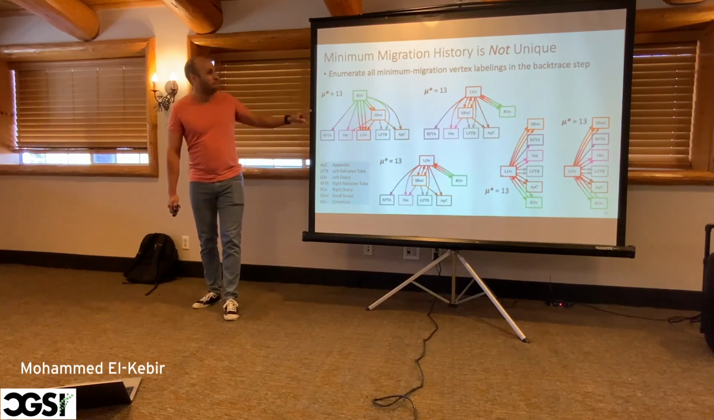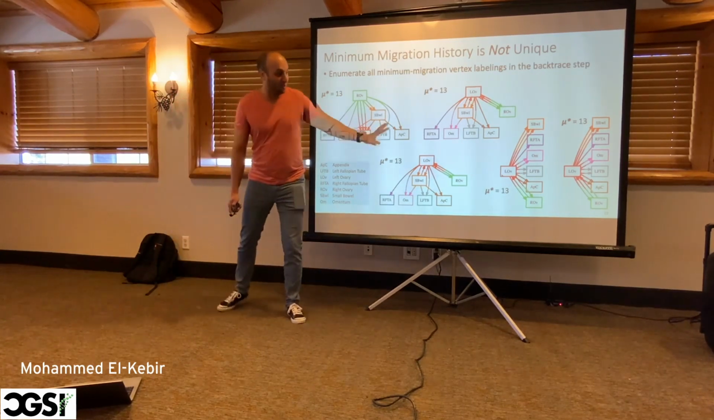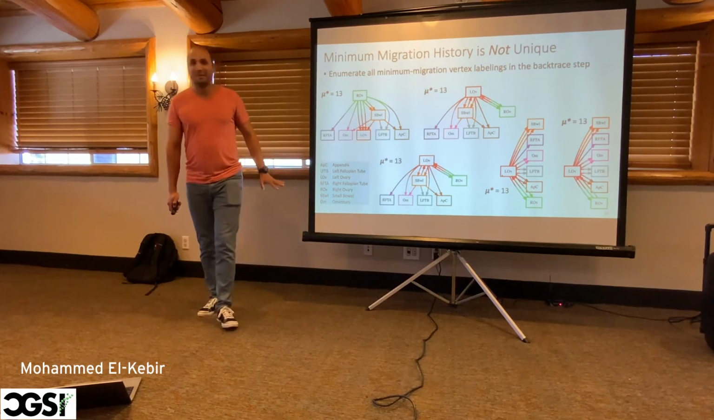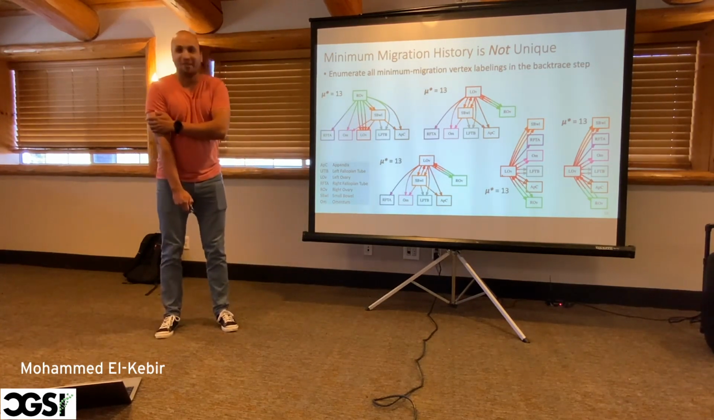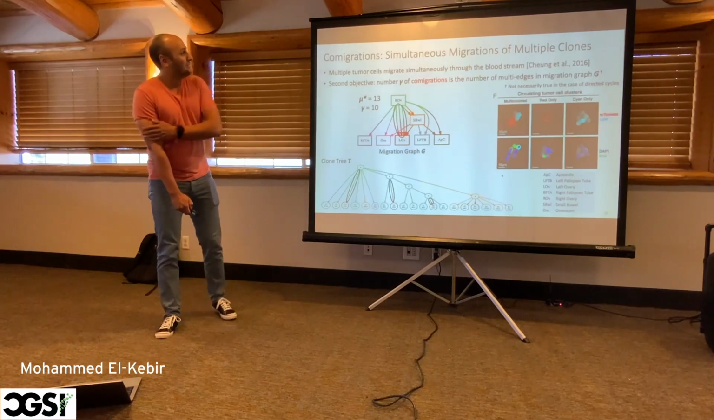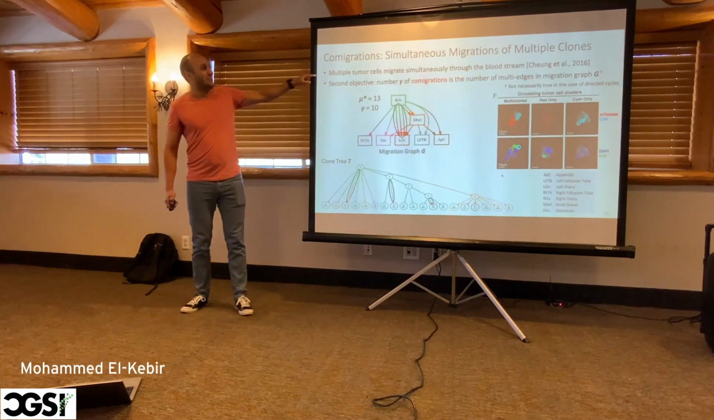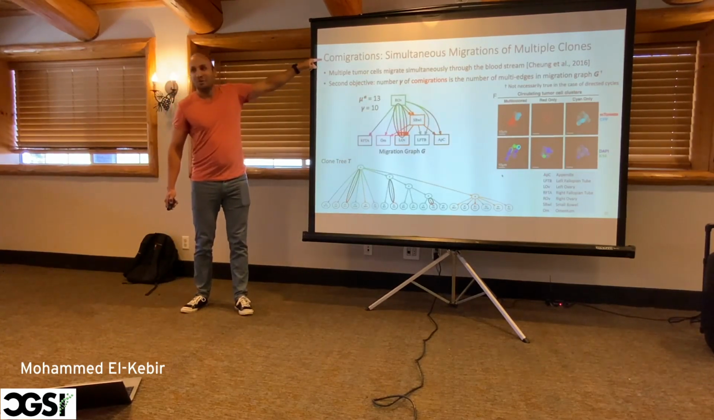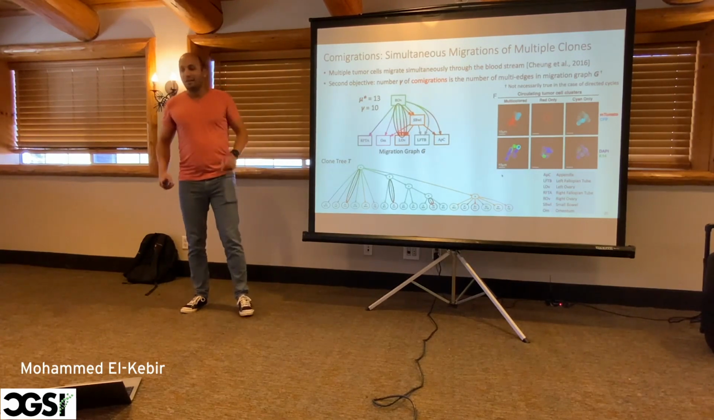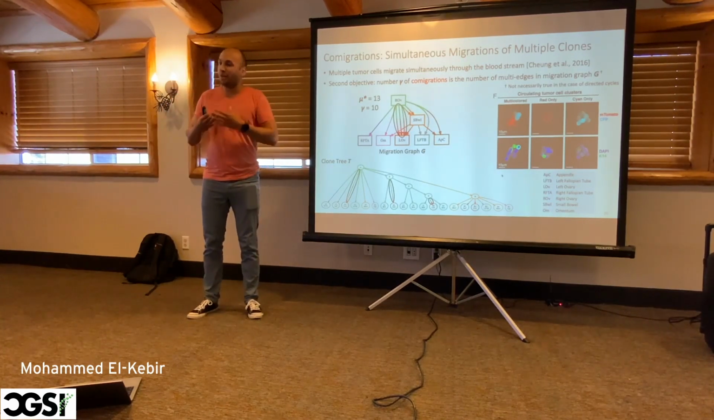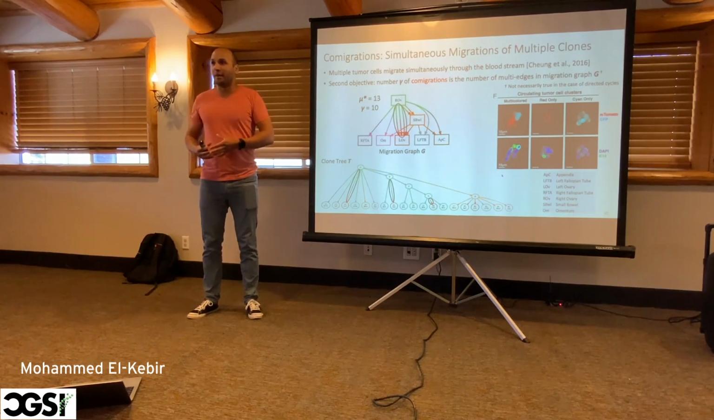But anyhow, there are different solutions, and they look different. So we were wondering, is there another criterion that we can use? So there is, and this is very important. There's this notion of co-migration. So it turns out cells don't migrate one by one. There's actually a group of cells, a cluster of cells, hundreds of cells that co-migrate together.